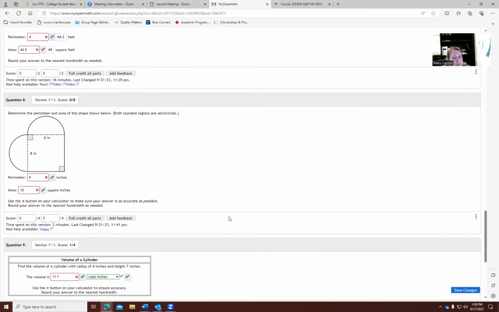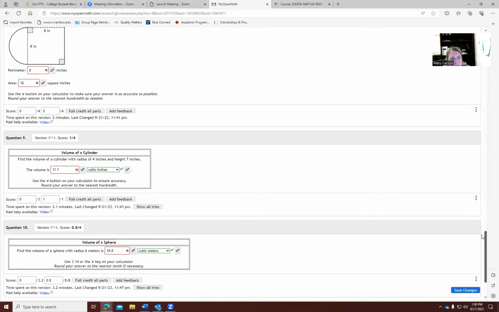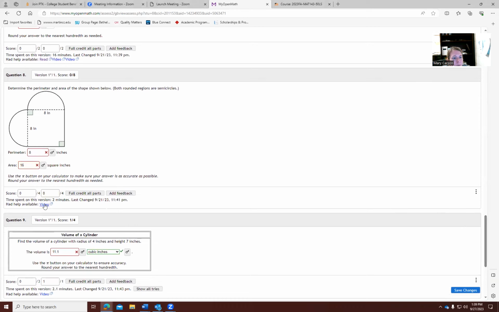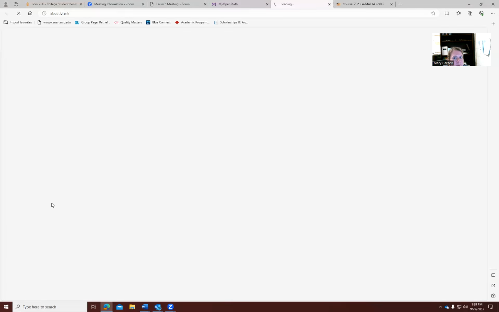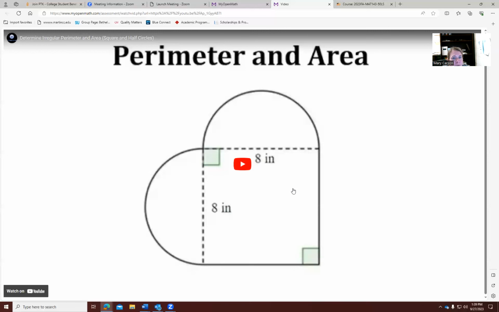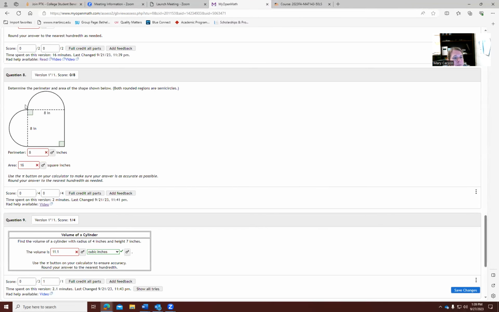All right, this one's probably going to be the most complicated of the 10 questions. But if you watched this video, it goes over a question just like it. So how do you determine the perimeter and area of the shape shown below? If you're finding the perimeter of this shape, that means you add up all the outsides.